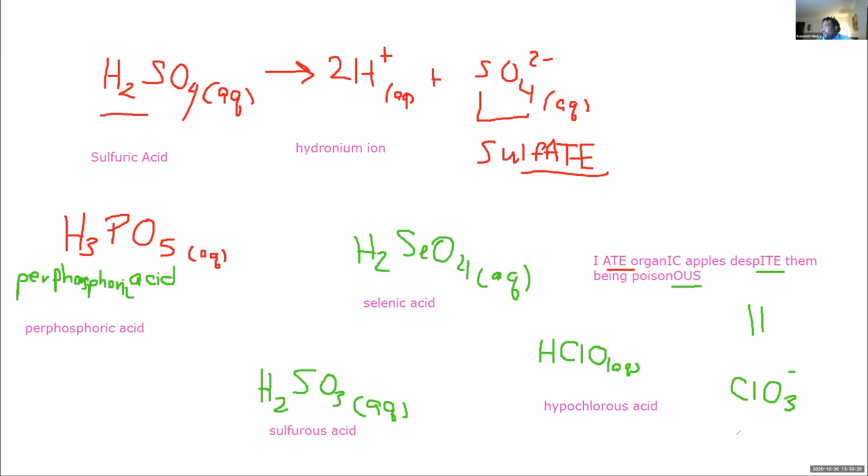I have a question too. For selenic acid, I know that selenate is not on our table, but if it's not on here, are we going to assume that it's going to have four oxygens for the ATE? That is a good question. We've talked about this. Why do we assume that it has four oxygens? Anybody want to answer that question?